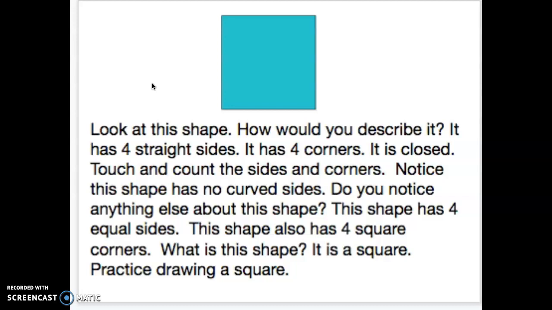This shape has 4 equal sides. They're all the same. This shape also has 4 square corners. What is this shape? This shape is called a square. Practice drawing a square.